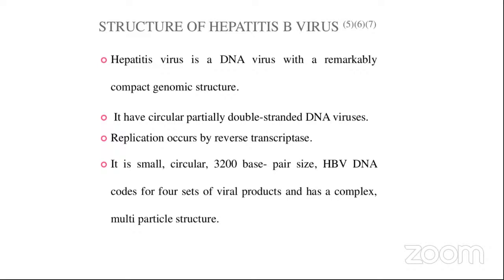Okay, so first we'll understand the structure of hepatitis B virus. How does this hepatitis B virus look, and what are some special characteristics of this virus? As I said, it is a double-stranded DNA virus, and the genome is very compact and very well organized. The genome is a circular double-stranded DNA, and the replication occurs by the reverse transcriptase enzyme. So here the reverse transcriptase enzyme is very important for the replication of the virus.